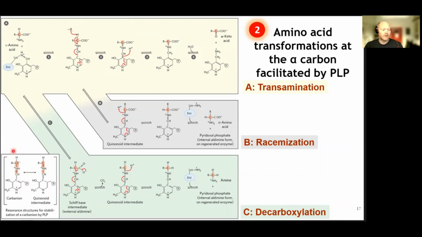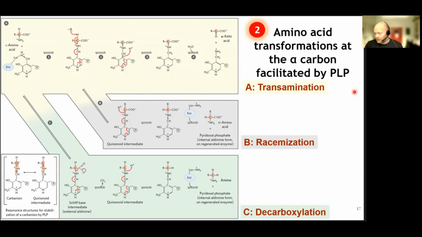So as electrons come in or change place, that can destabilize the compound. But if you have the availability of resonance structures, this helps stabilize the intermediate and bring the process forward as the resonance shifts from one to the other. So these chemical features allow it to be involved in transamination, that is scheme A here, which we've already talked about.